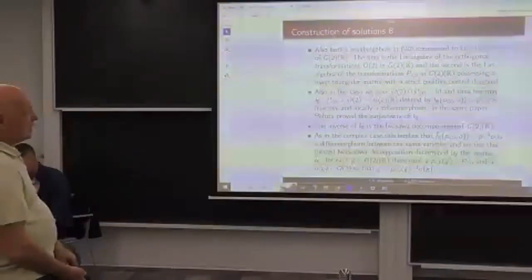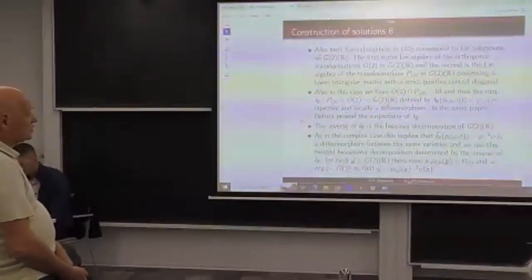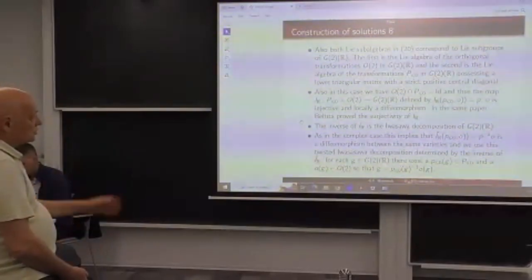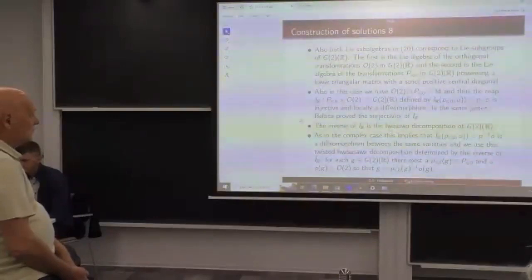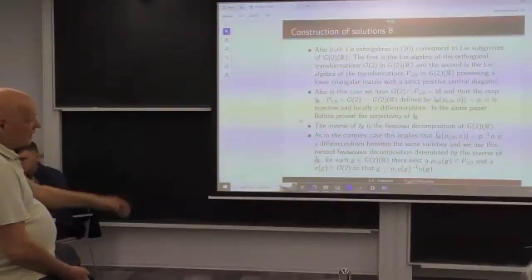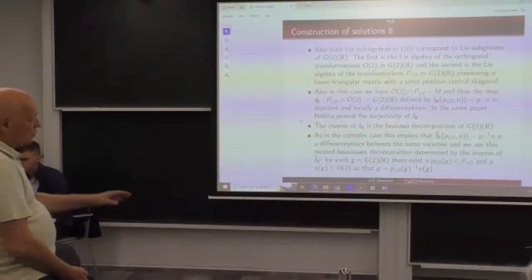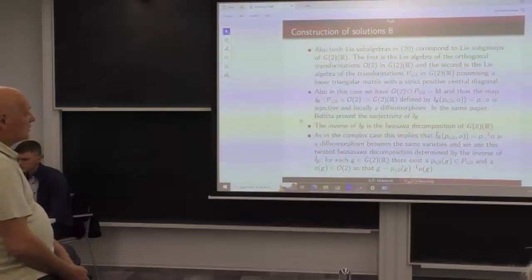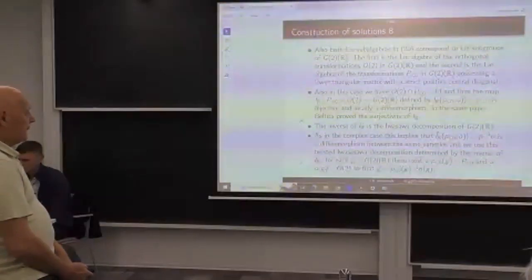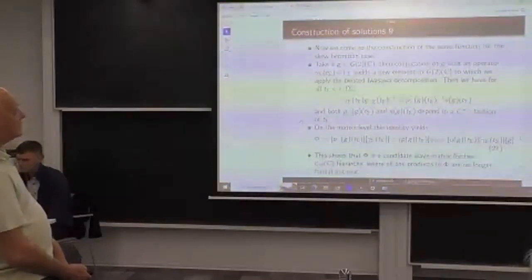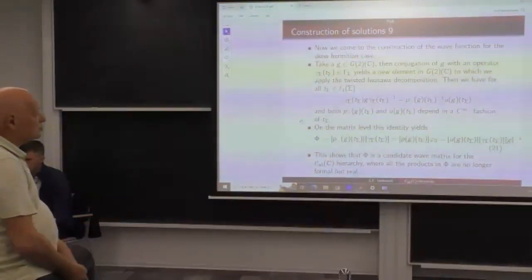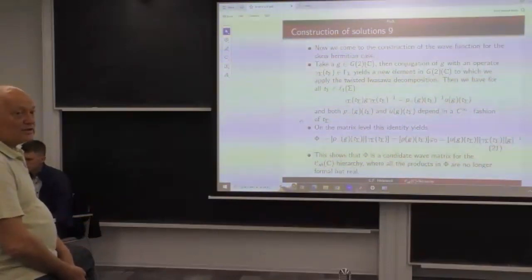The same we have in the new case, also the result of Bel theta holds also. And I use again here also this twisted Iwasawa decomposition. Now I will give the construction in the complex case. The real one goes the same.